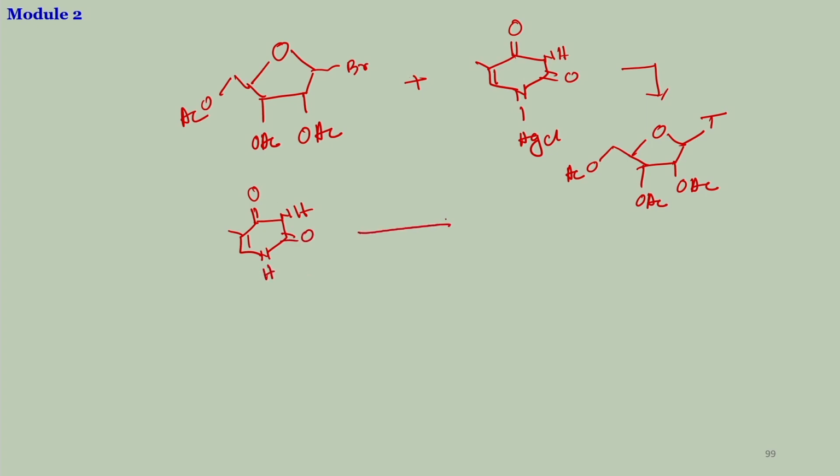Now, if you treat this with a silyl compound, TMS chloride, trimethyl silyl chloride, which is basically methyl, methyl, methyl, and this is silicon chloride. Silicon compounds are very, very useful for organic synthesis, and nowadays in modern organic reactions their use is in plenty in numbers.